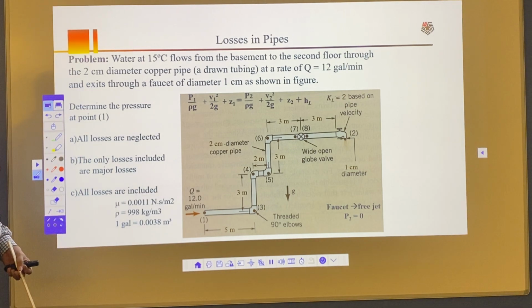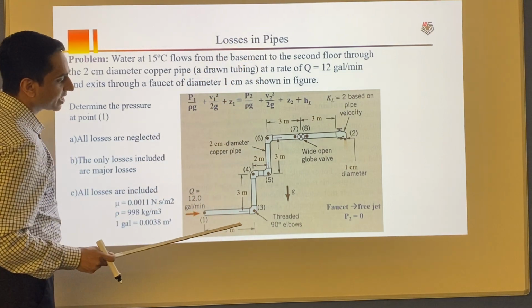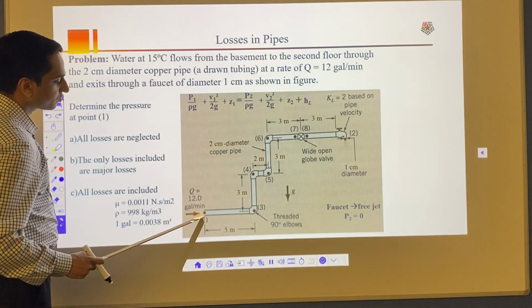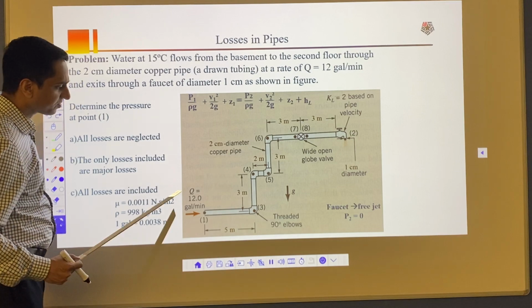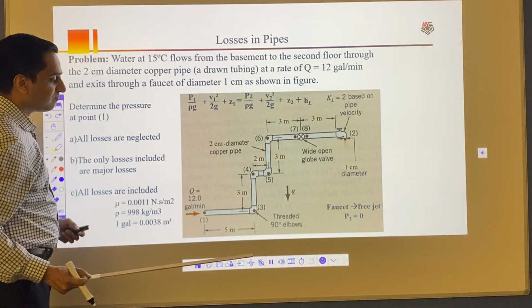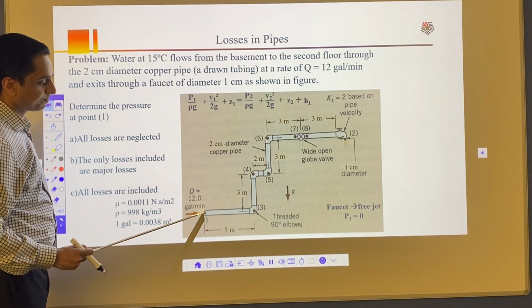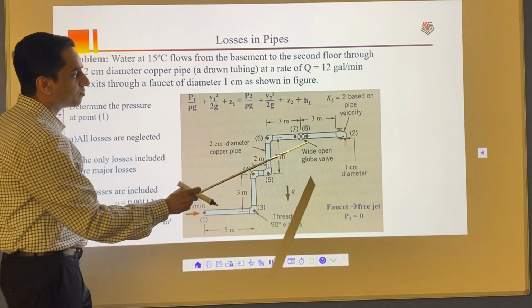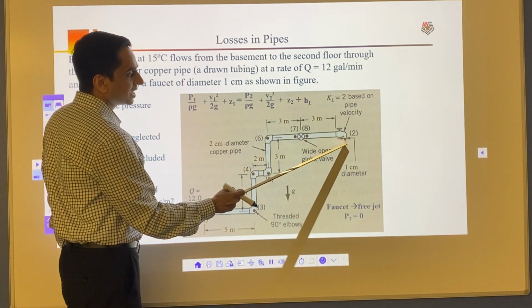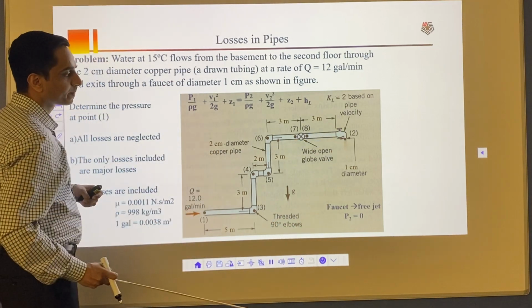This is a very interesting problem from the book. In this problem we have to calculate losses in pipes, or calculate pressure at this point. What's happening is we have a pipe. One end of the pipe, let's say point 1, is in the basement, and the other end of the pipe, point 2, is on the second floor.